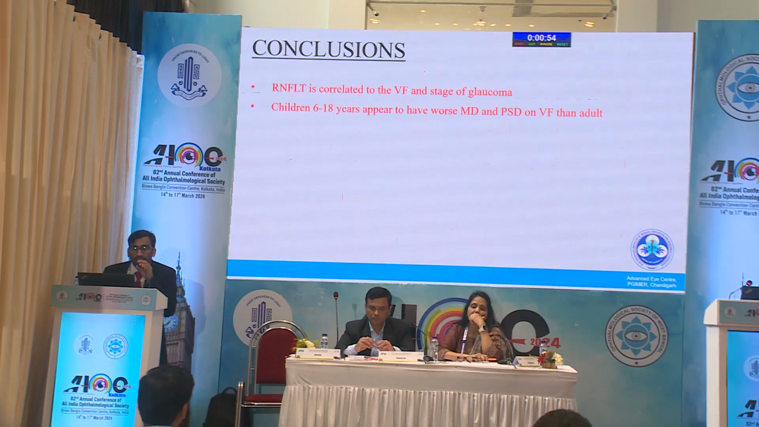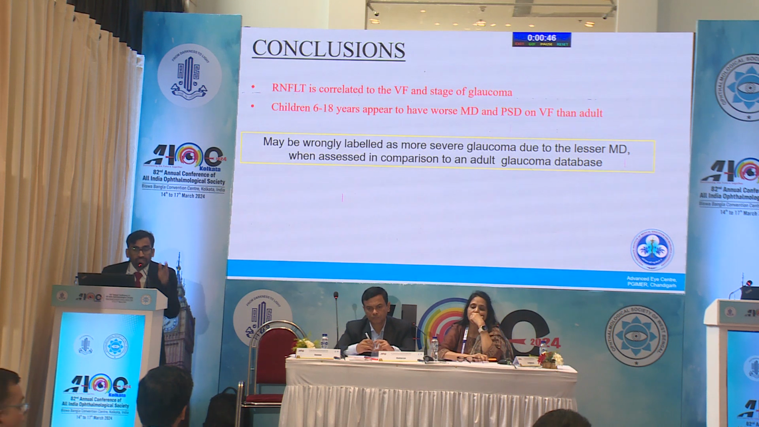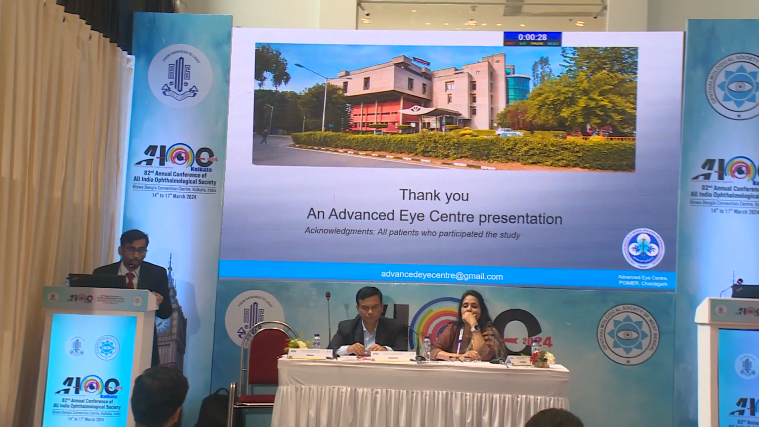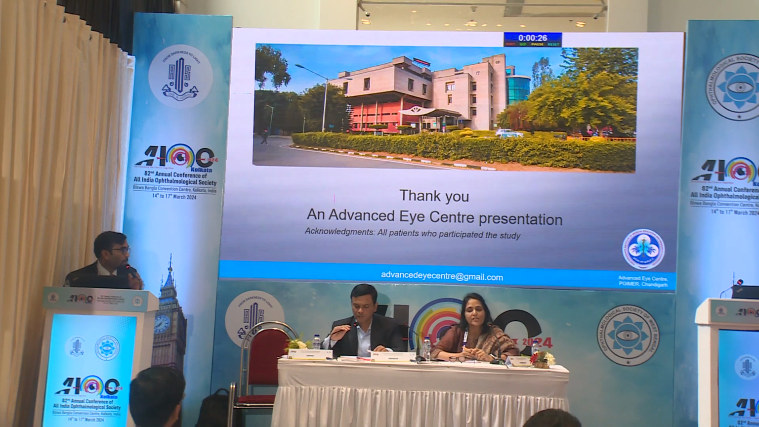To conclude, children between 6 and 18 years appear to have worse mean deviation and PSD compared to adults. Children may be wrongly labeled as having more severe glaucoma due to lesser MD when assessed in comparison with the adult glaucoma database. So we recommend considering developing a separate pediatric normative database for visual field assessment in children less than 18 years of age. Thank you for your kind listening.